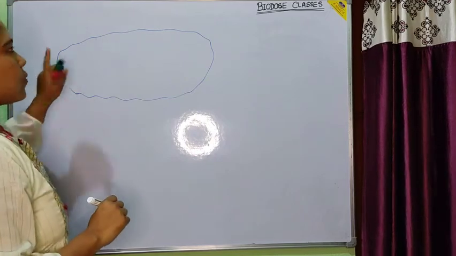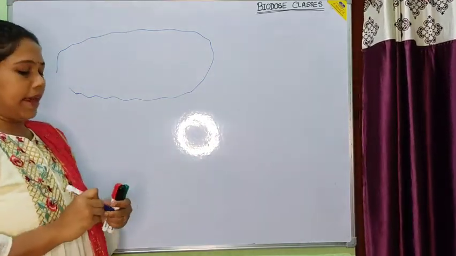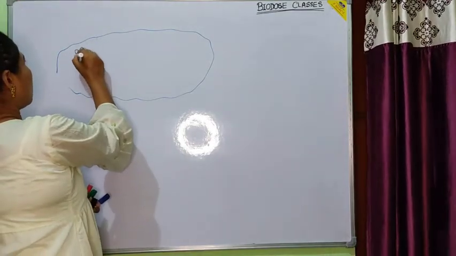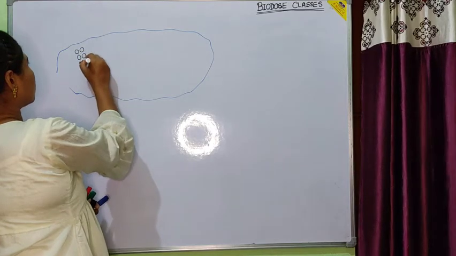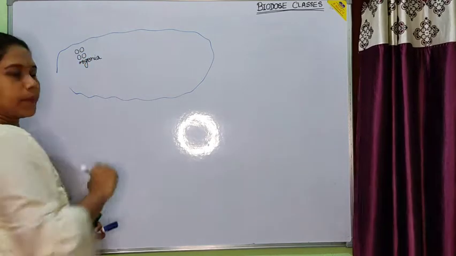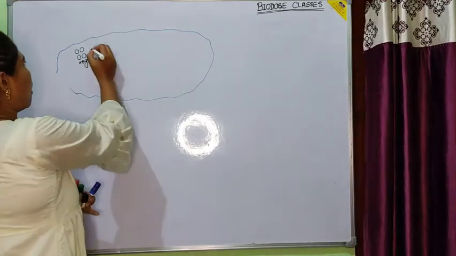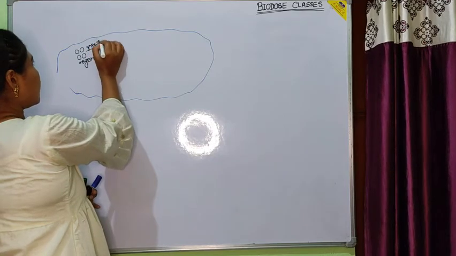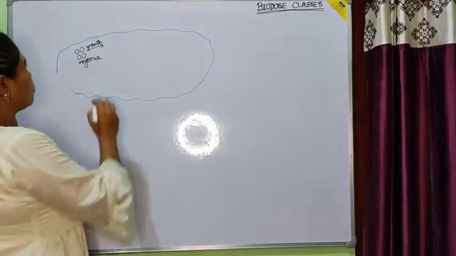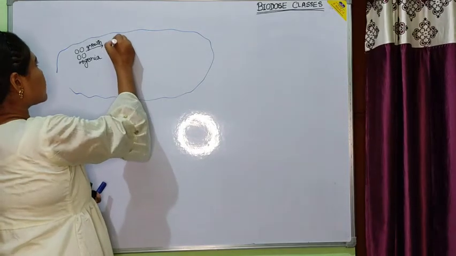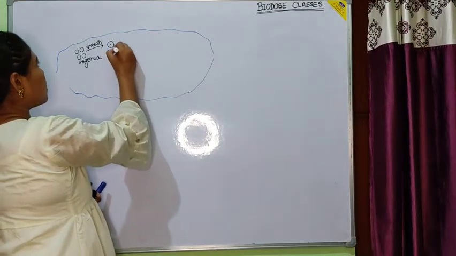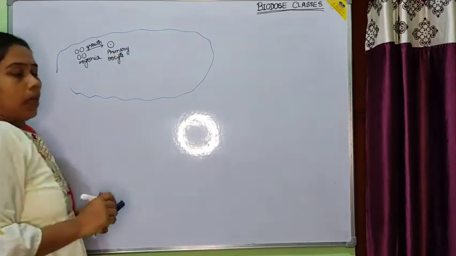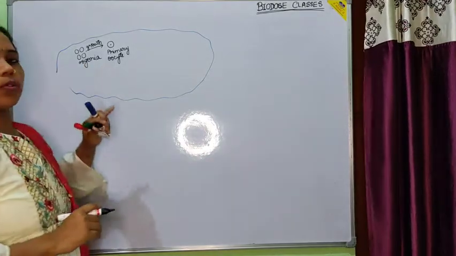Now, in this transverse section of the ovary, as we said, oogonia are present. Now, these oogonia would show growth, and after showing growth, these oogonia would get converted into a cell called the primary oocyte. So, now we can see the process of oogenesis.